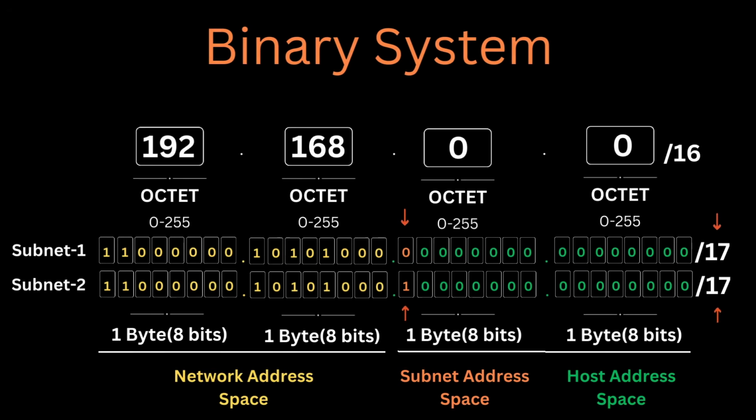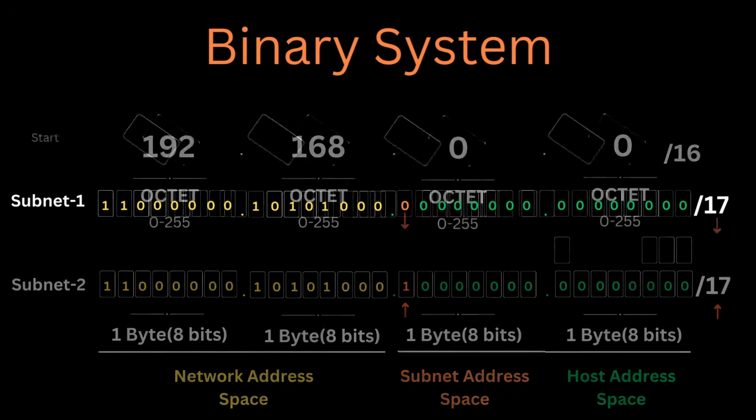Also, because we have assigned 1 bit to the subnet address space, it becomes a fixed bit like the network address space. Hence, now my CIDR or subnet mask becomes 17. So, in the 2 new subnets that I'll create, I'll have 17 fixed bits and the remaining 15 bits will be used as the host address space.